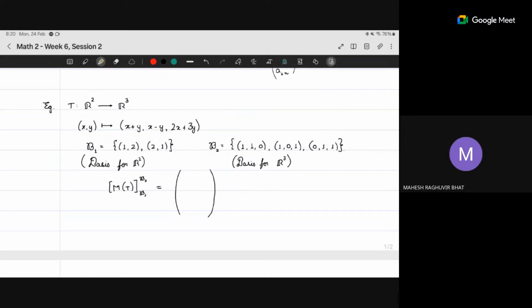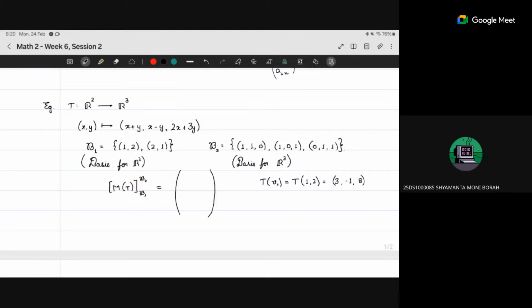All right. So in order to get the matrix, I have to compute T of V1. In this case, what is V1? (1, 2). And what is T of (1, 2)? (3, minus 1, 8). Good.